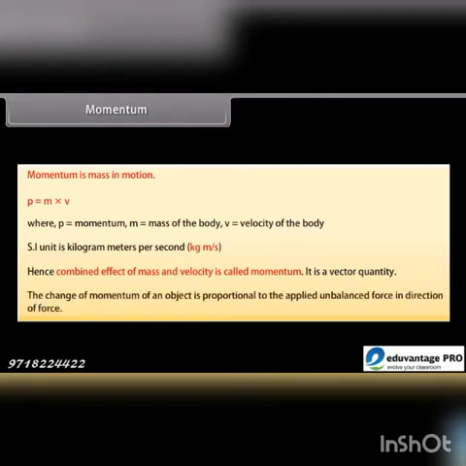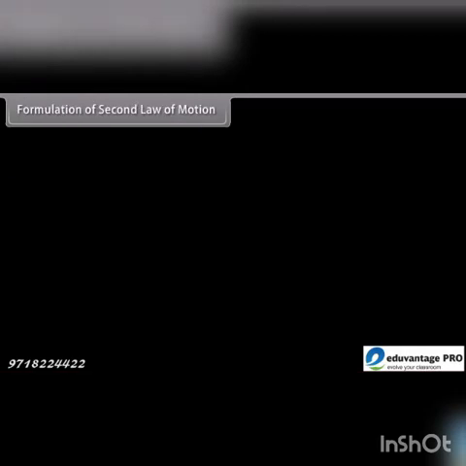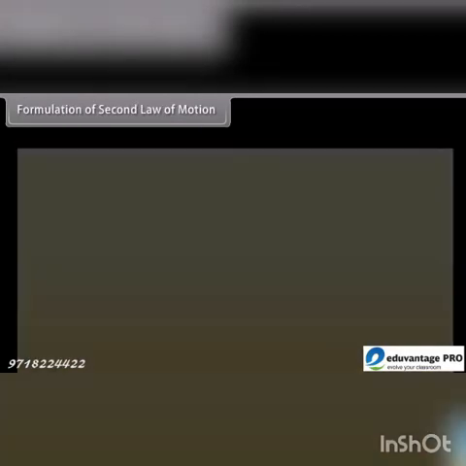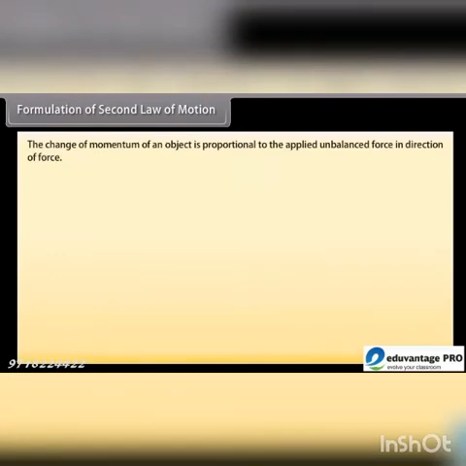The change of momentum of an object is proportional to the applied unbalanced force in the direction of the force. Formulation of the second law of motion: the change of momentum of an object is proportional to the applied unbalanced force in the direction of the force.